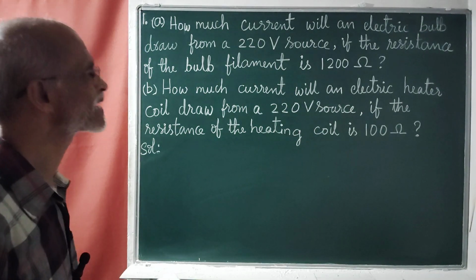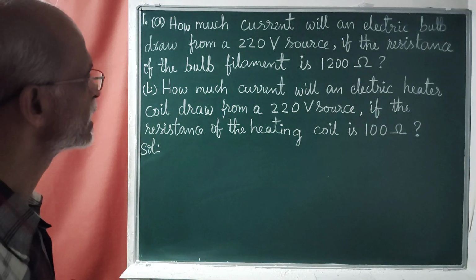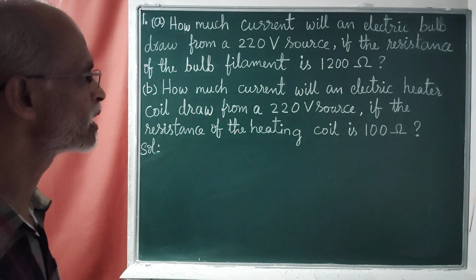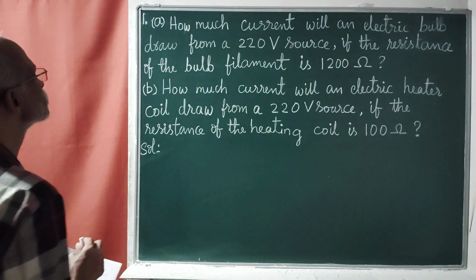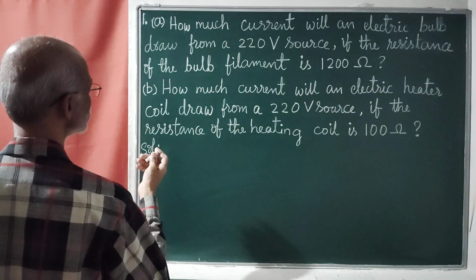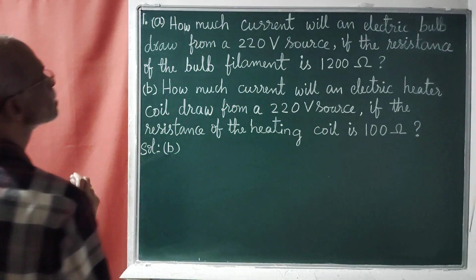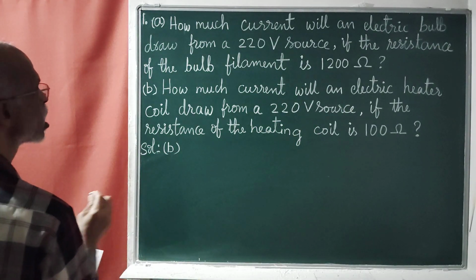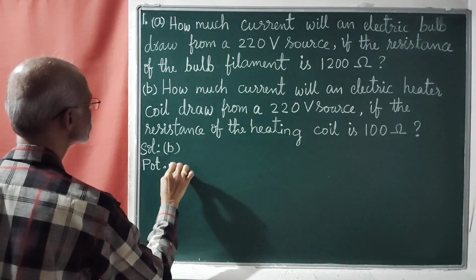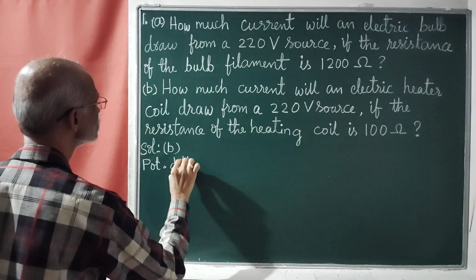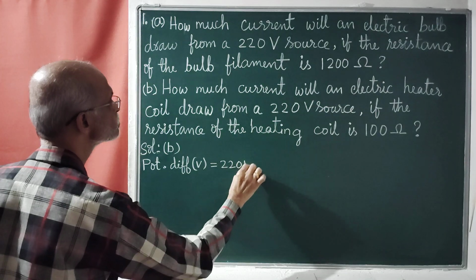How much current will an electric heater coil draw from a 220 volt source if the resistance of the heating coil is 100 ohms? So for part B, we are given the potential difference. Potential difference V is equal to 220 volts.